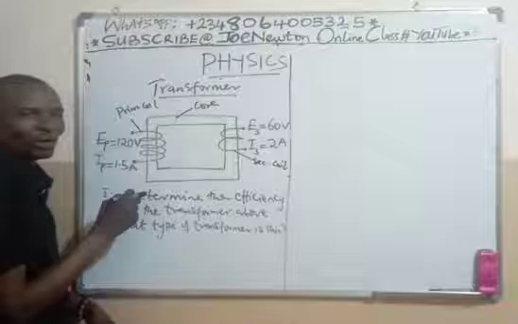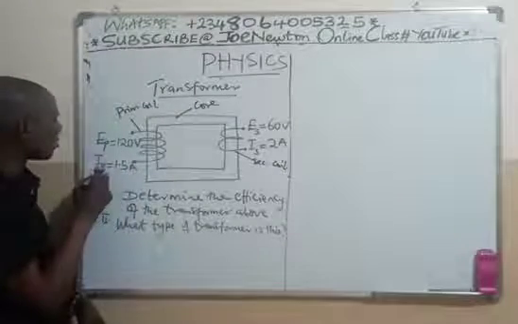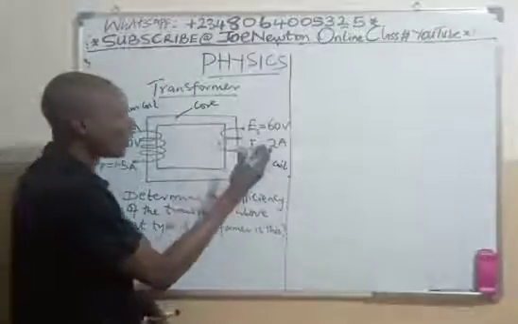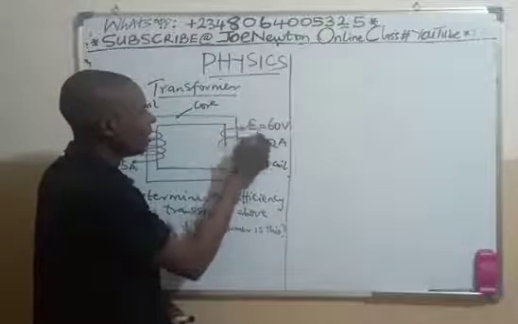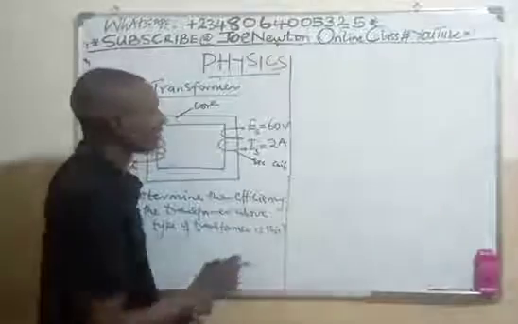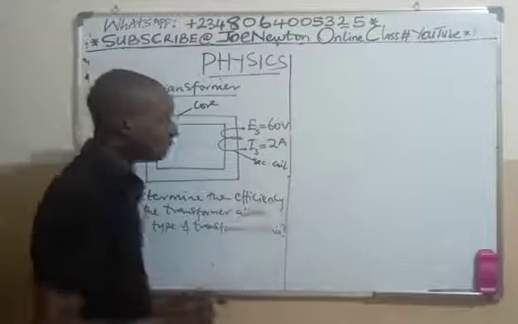Now, from the information provided, we have that the primary voltage labeled EP is 120 volts. Of course, you can use the letter V as well. Then the primary current supply is 1.5 ampere. Then go to the secondary arm. The secondary voltage labeled ES, that EMF here, is 60 volts, while the secondary current produced is 2 ampere.